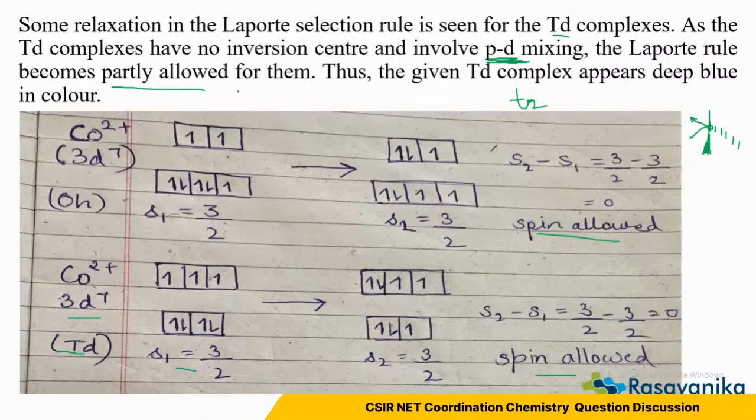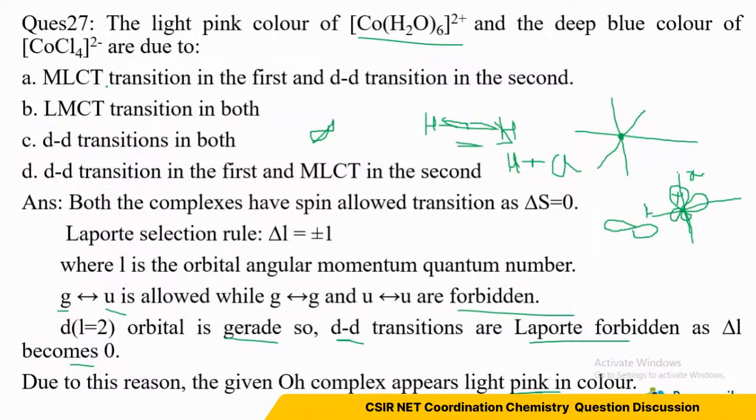That is why the Laporte rule is relaxed in the case of tetrahedral complexes, and thus the given tetrahedral complex appears deep blue in color, because the Laporte rule is partly allowed here while the Laporte rule is forbidden in the case of d-d transitions in the octahedral complex. Okay, so this is your answer C, d-d transitions in both.